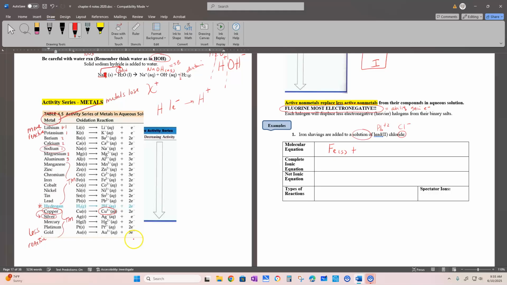That word solution just told me aqueous, so I don't even need my activity or solubility rules because it just told me everything that I need. But I do need to balance my charges. So now this is where it comes.